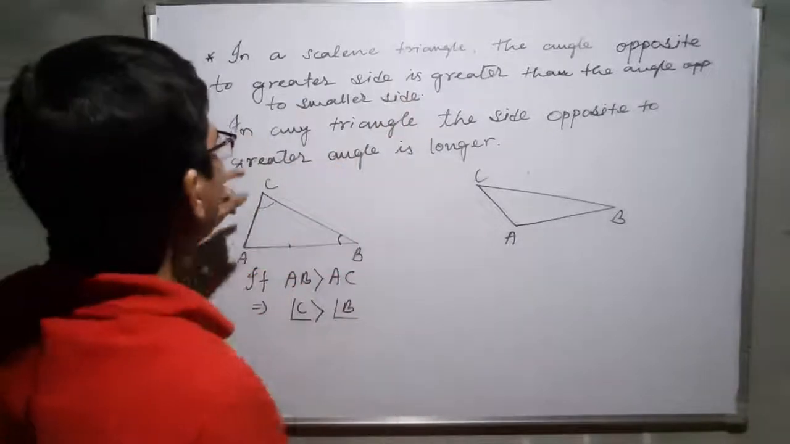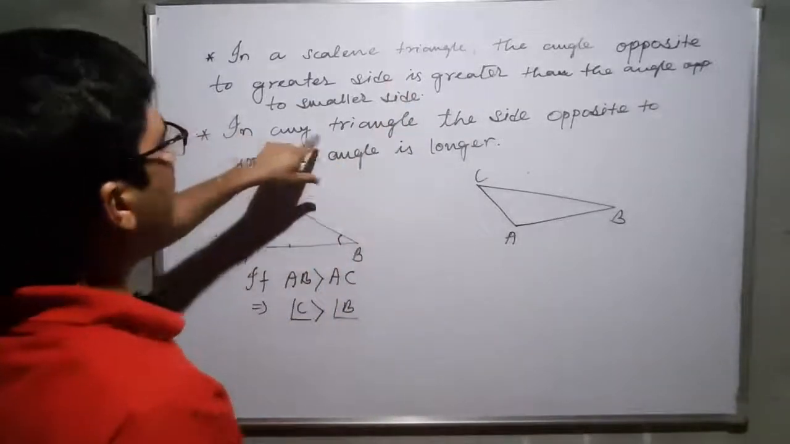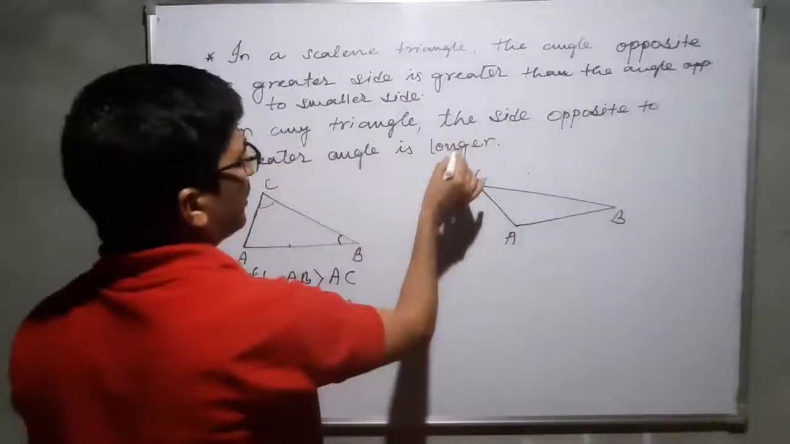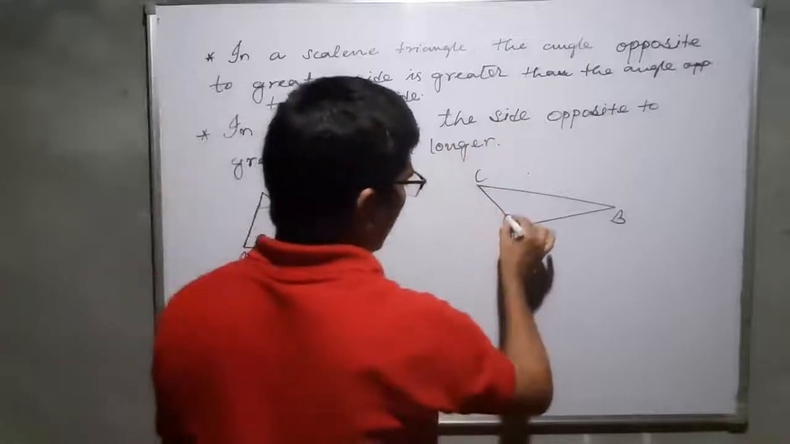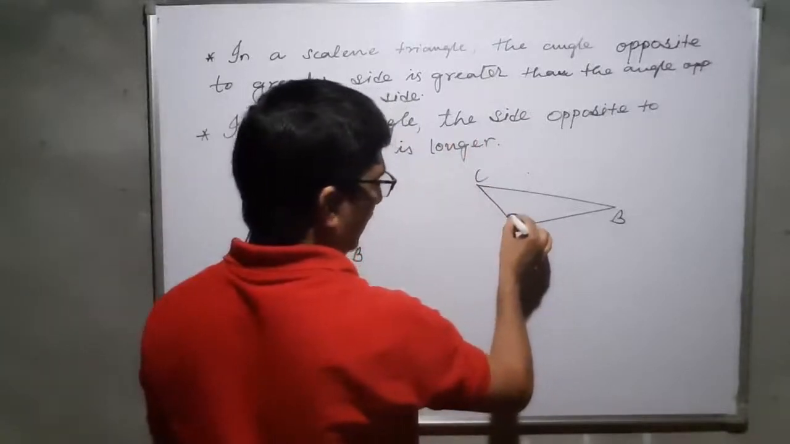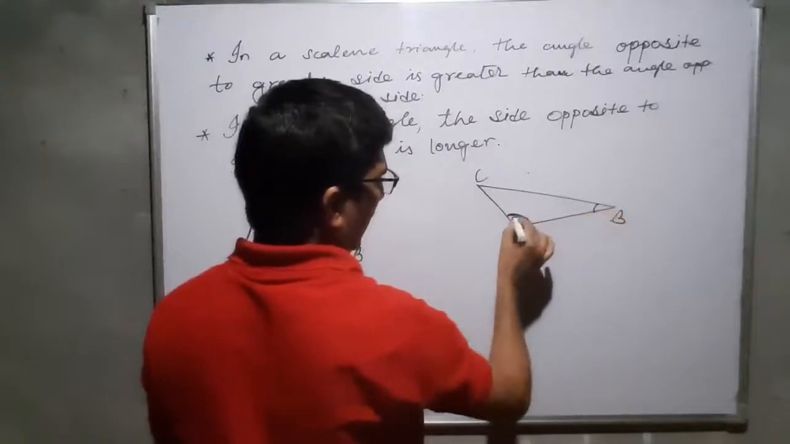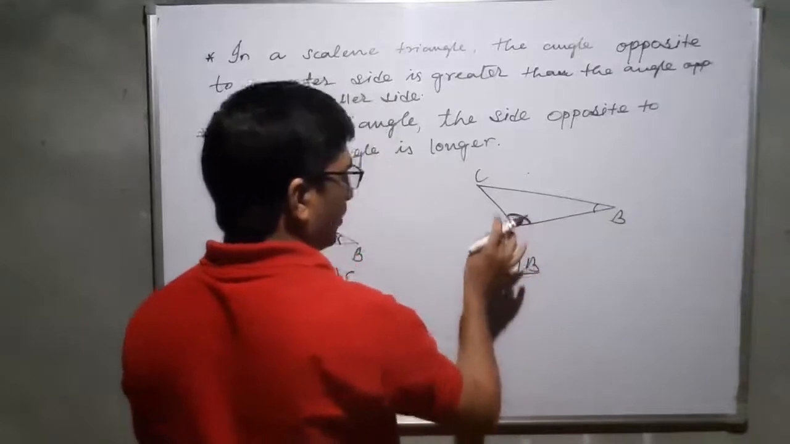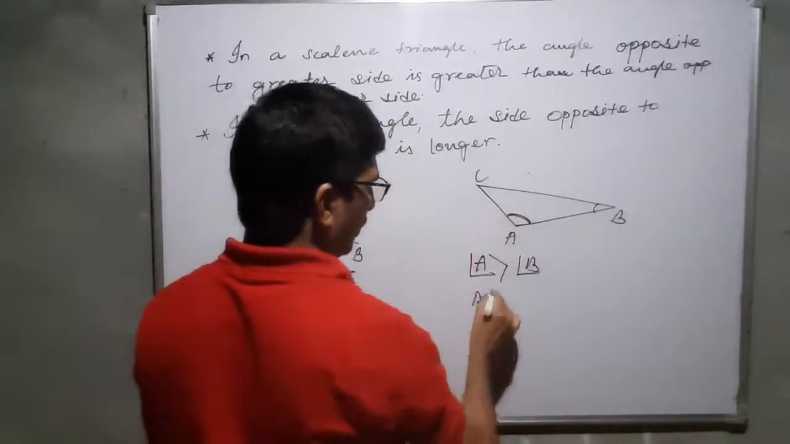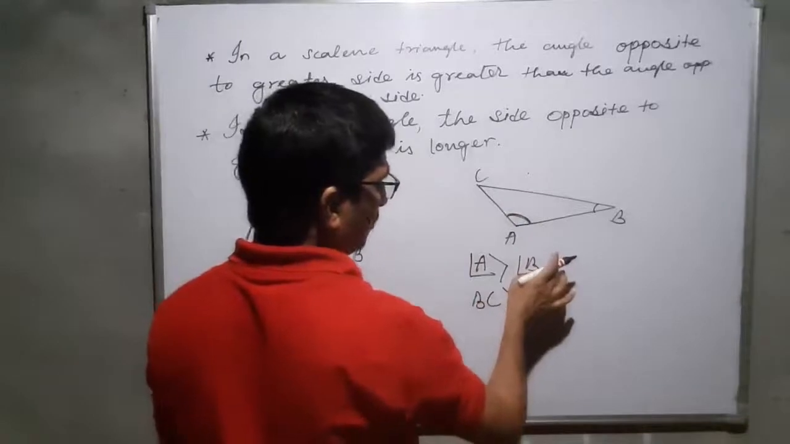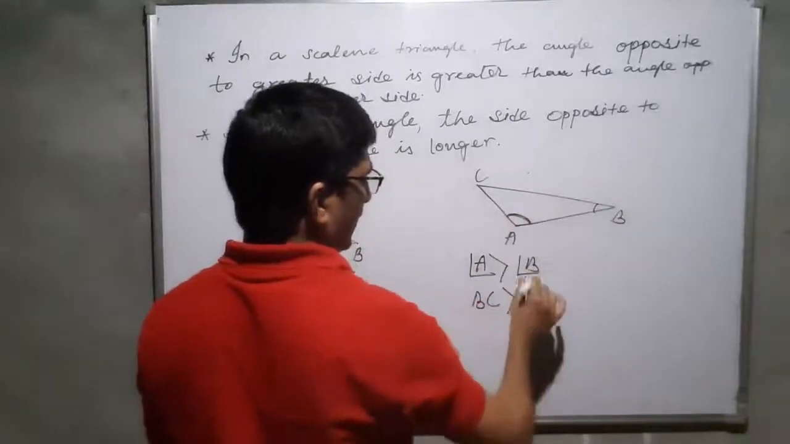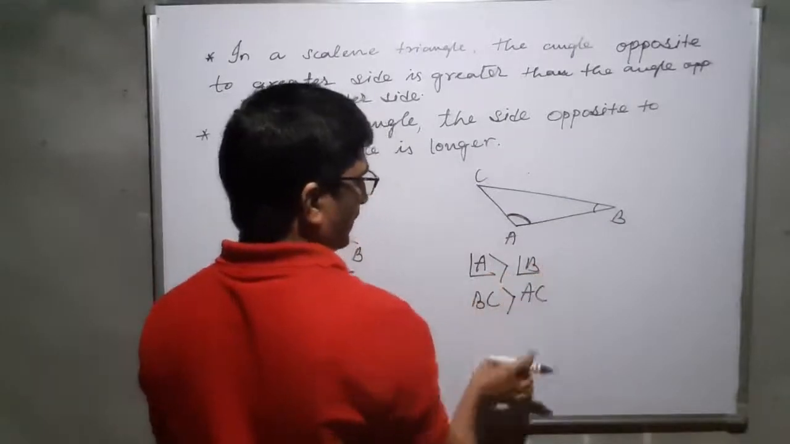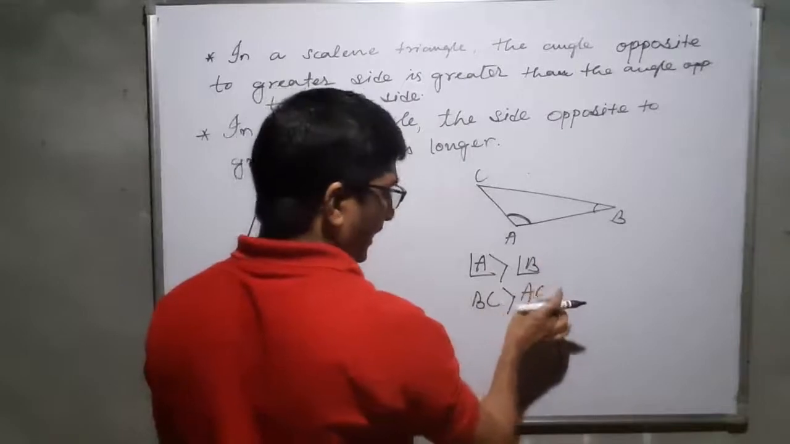The second one is the converse of this: in any triangle, the side opposite to the greater angle is longer. If angle A is greater than angle B, then the side opposite to angle A is BC, and BC will be greater than the side opposite to angle B, which is AC. That means if angle A is greater than angle B, then side BC will be greater than side AC.